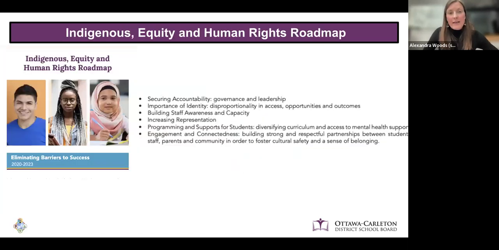So in addition to the curriculum, teachers in the OCDSB are really guided by the Indigenous Equity and Human Rights Roadmap, the document that guides instruction. It was developed by the OCDSB really responsively to voices from the community and students and parents and family members. And it's based on human rights, non-discrimination, participation and inclusion, and transparency and accountability.